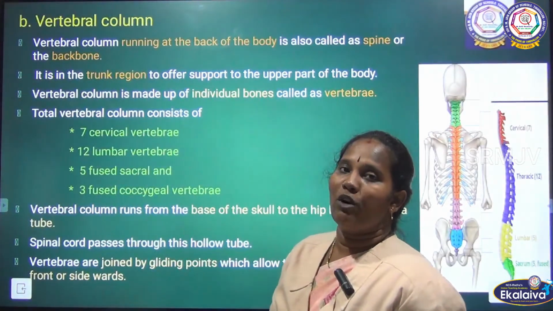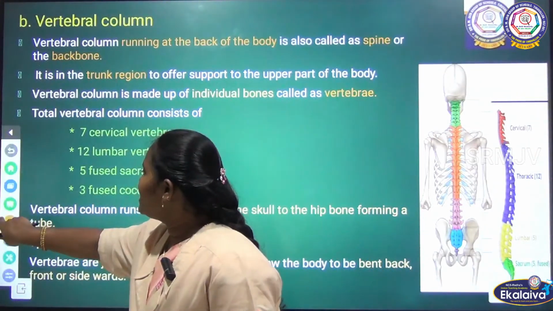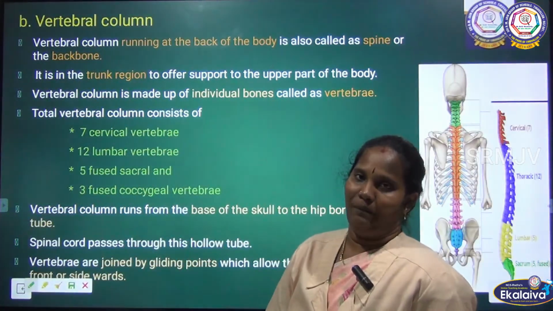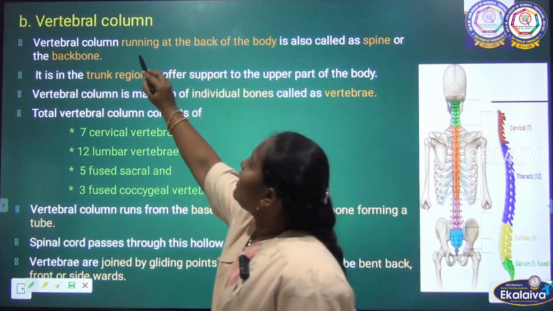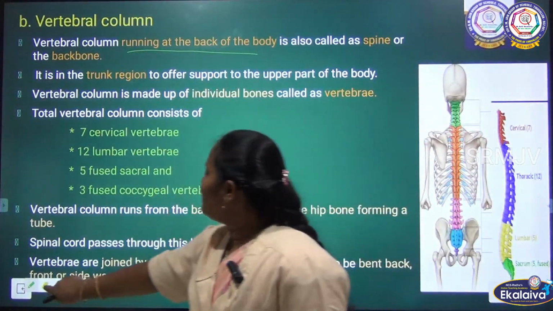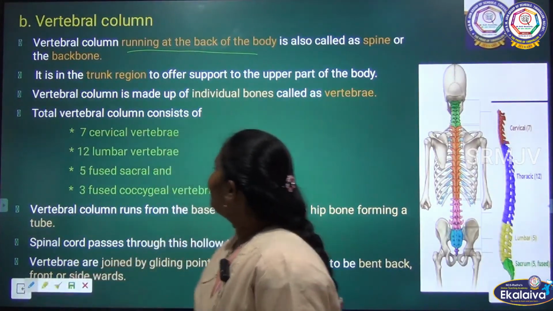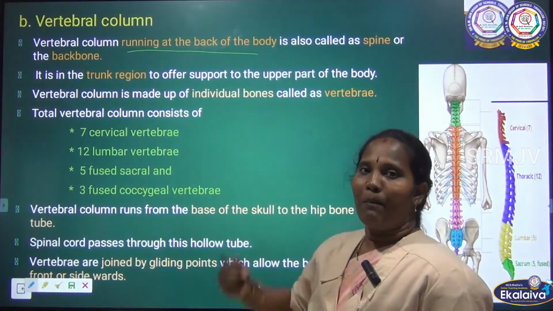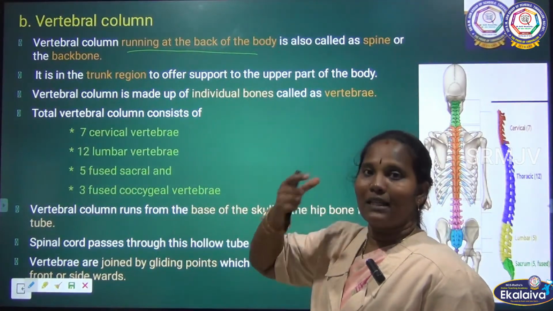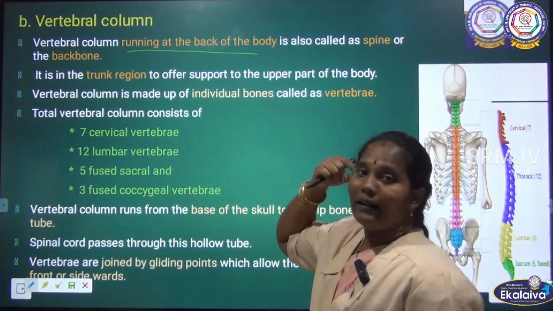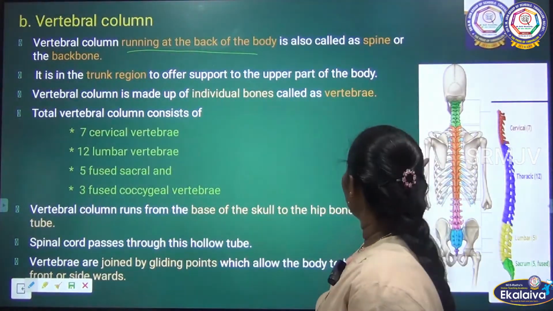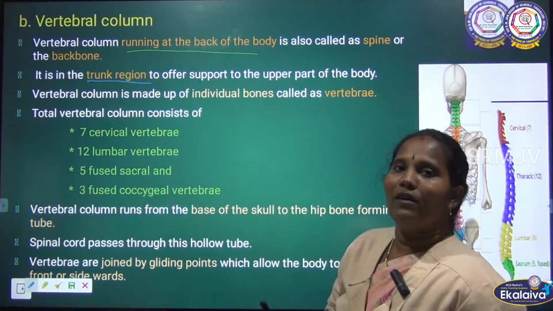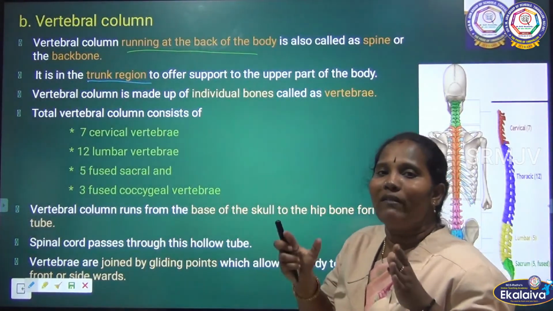After that, we have to see the vertebral column. Vertebral means our backbone. Our backbone is called the vertebral column. Clear? See, it is the vertebral column running at the back of the body. It is also called the spine or backbone. Our skull is placed on the end of the vertebral column. It works like a trunk region. It supports all the weight of our body.